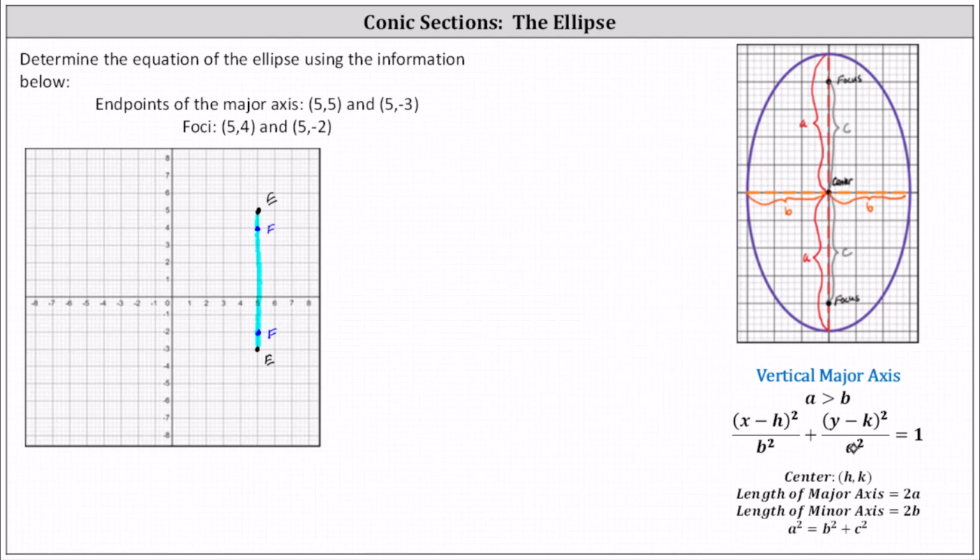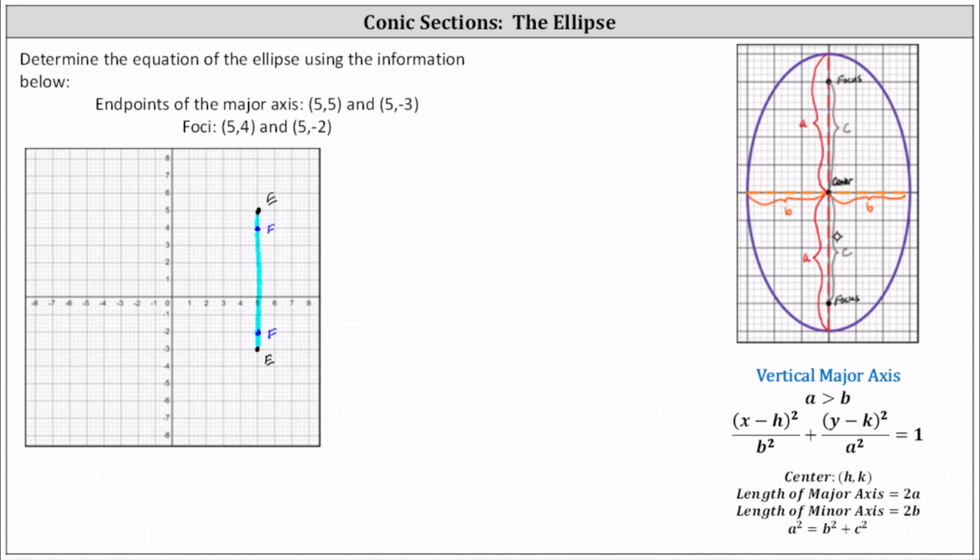The center is (h, k), the length of the major axis is 2a, the length of the minor axis is 2b, and a squared equals b squared plus c squared, where a is the distance from the center to either endpoint of the major axis, b is the distance from the center to either endpoint of the minor axis, and c is the distance from the center to either focus.